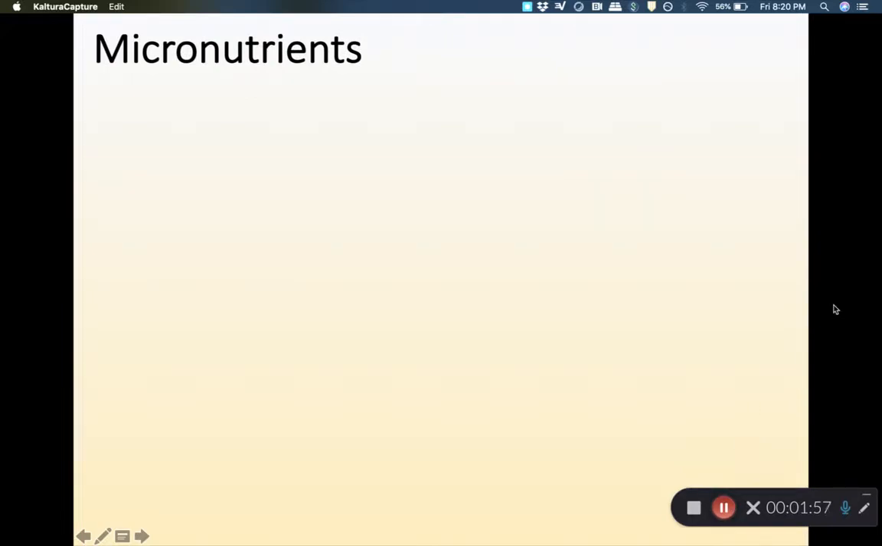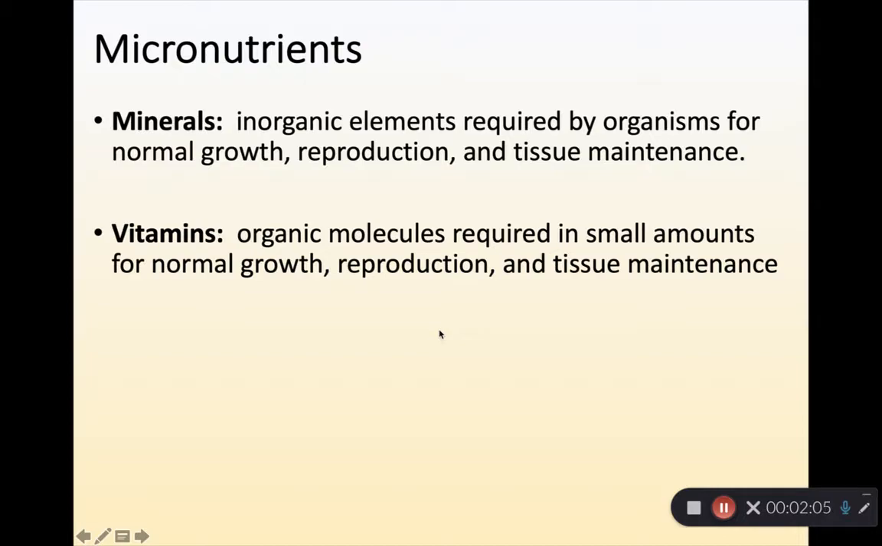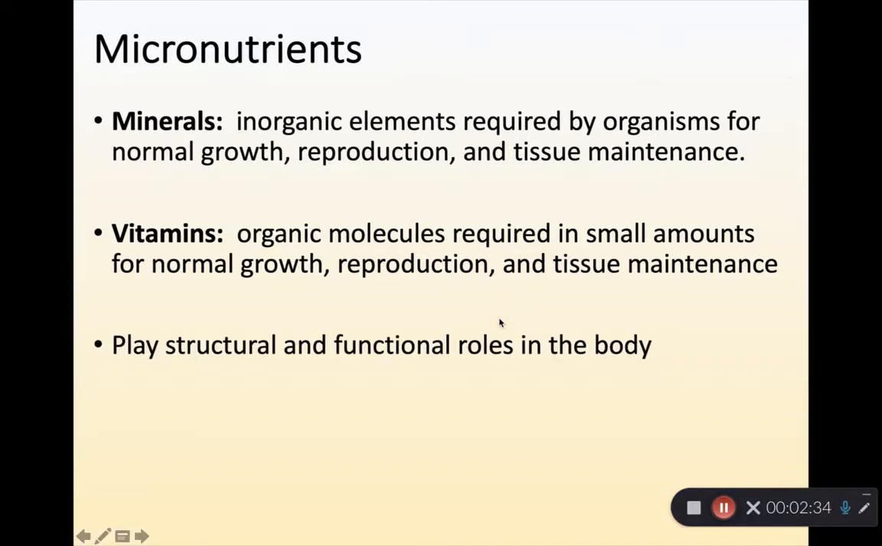So micronutrients come in a few broad categories, just like macronutrients. The first one that we're going to be talking about is minerals, and these are inorganic elements that are required by organisms for normal growth, reproduction, and tissue maintenance. And then the next type is vitamins. Similar to minerals, these are organic molecules that are needed for normal growth, reproduction, and tissue maintenance. And all of these play both structural and functional roles in the body.